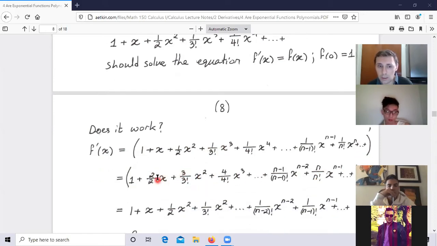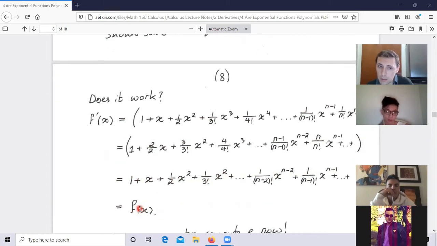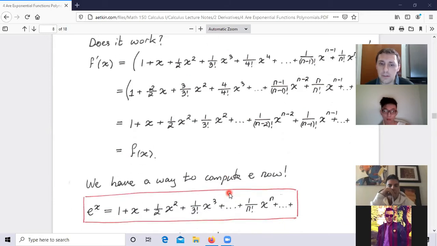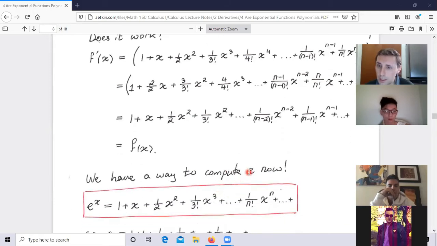And now look at it. When I simplify it, it's 1 plus x plus 1/2 x squared plus 1/3 factorial x cubed and onwards. Do you see that? In other words, I get the function back. The derivative of this function is the function itself. So this thing solves my equation. And now it gives us a very nice way to calculate this number e.